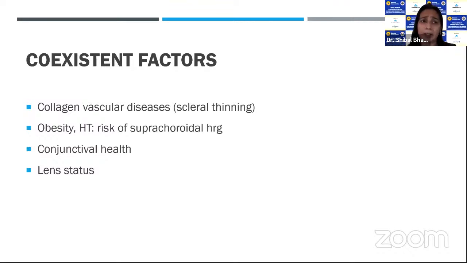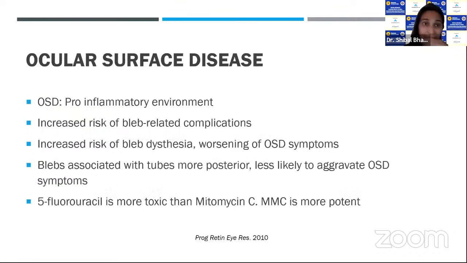Other coexistent factors, of course, include conjunctival health, the lens status, whether the patient is systemically fit, and whether there are certain diseases that will compromise the health of your filtering bleb. Ocular surface disease is increasingly important because of bleb-related complications. We do not pay much attention to bleb dysesthesia, but if you've done a good trab and there's an overhanging bleb and a patient is perpetually complaining about being uncomfortable, you'll remember how that feels.